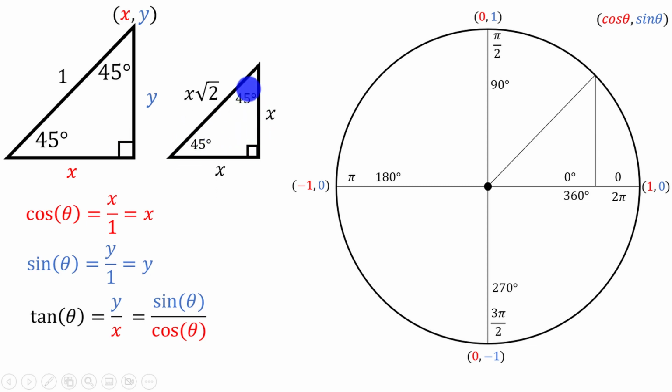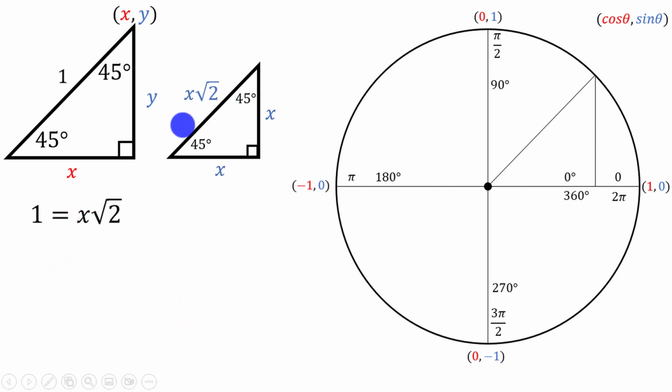On a 45, 45, 90 degree triangle, the base and the height are equal, and the hypotenuse is equal to x times the square root of 2. We can use this to solve for the base and the height. We already know the hypotenuse is equal to 1, because that is the radius of the unit circle. So we can set 1 equal to x times the square root of 2, and then we can solve for x. Let's divide both sides by the square root of 2. The square root of 2 here will cancel, and we will just be left with 1 divided by the square root of 2 is equal to x.